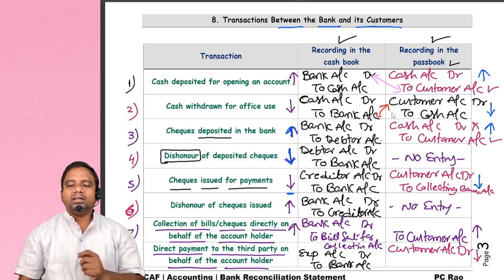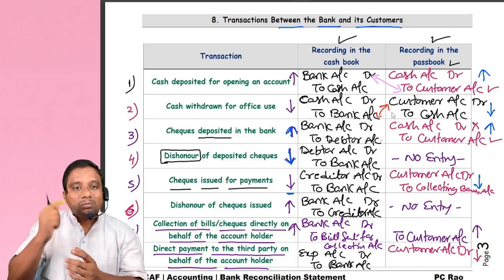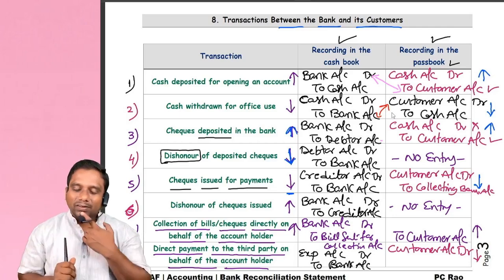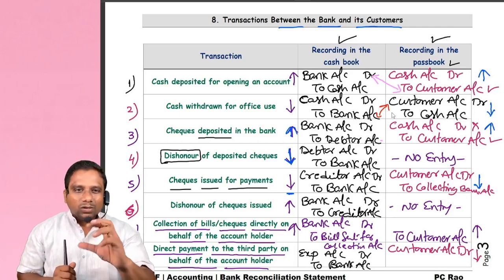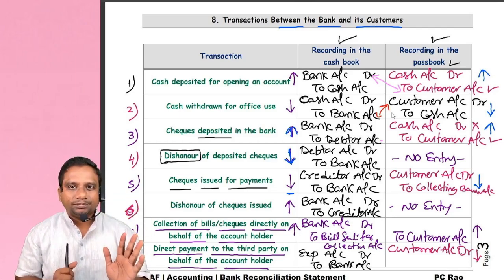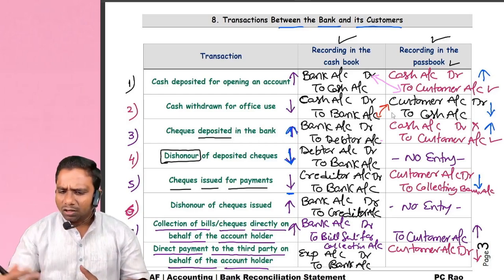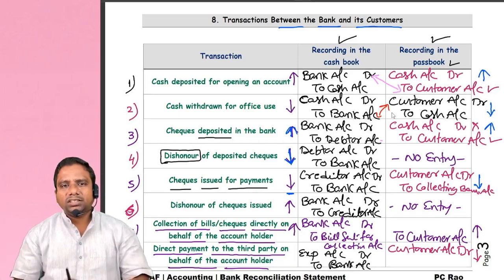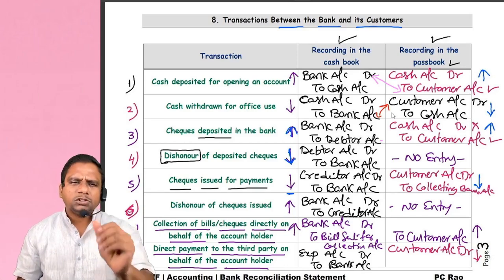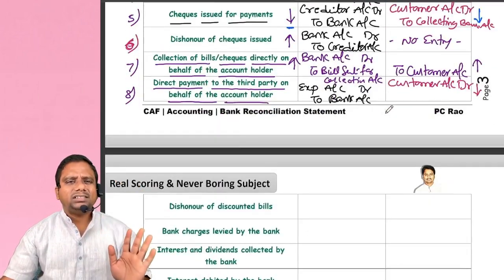In the same manner, in the cash book, in our books, if we debit bank account, in the bank's books, the bank credits the customer account. Try to understand this logic. This is the base for the whole BRS chapter. Students fail to solve BRS problems or understand the concept of BRS because of these small things. If you can understand these small things now, BRS is easy.